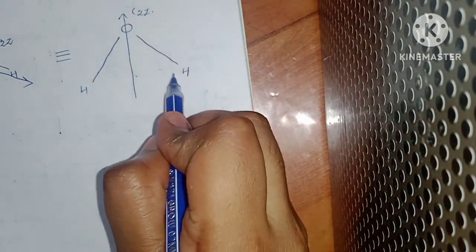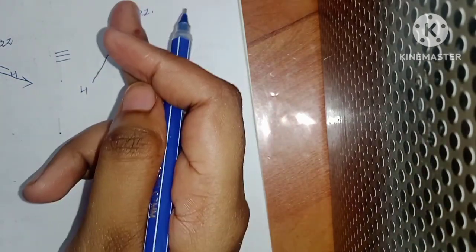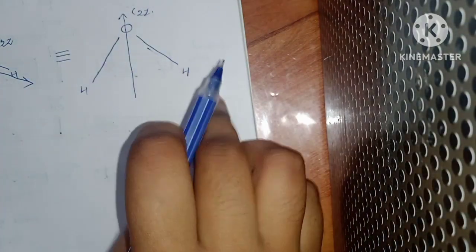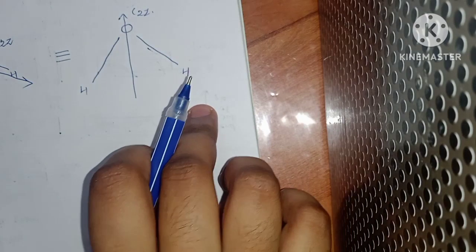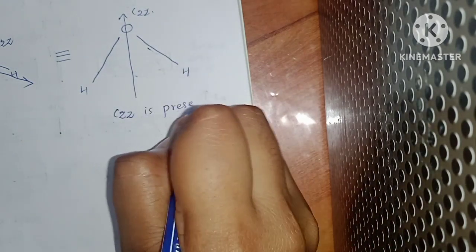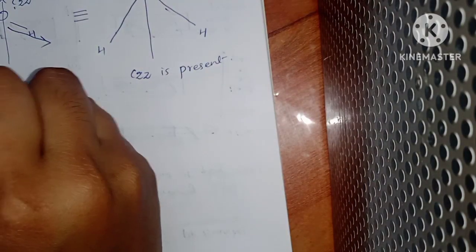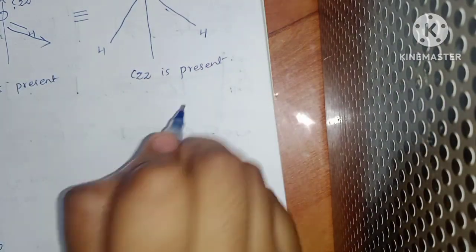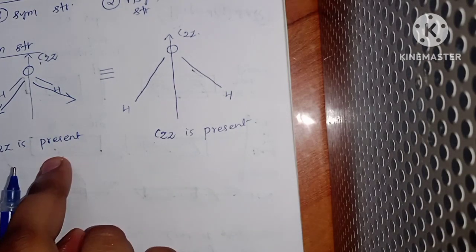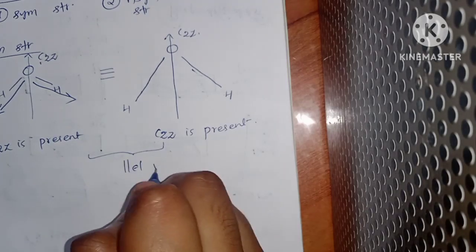So this is the condition before rotation, and we are rotating like this. After rotation this H will come here and this H will go here, but the orientation remains the same. That means C2Z is present. So here C2Z is present and here C2Z is present. Before and after vibration, in both cases C2Z is present. So such vibrations are called parallel vibration.